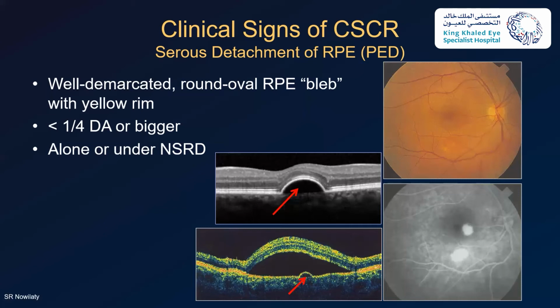A pigment epithelial detachment that is due to central serous is usually hyporeflective. There's no reason for this to have blood, or to have fibrosis, or to have vessels. If there are, then this is not a central serous. Then you're dealing with choroidal neovascularization. Yes.